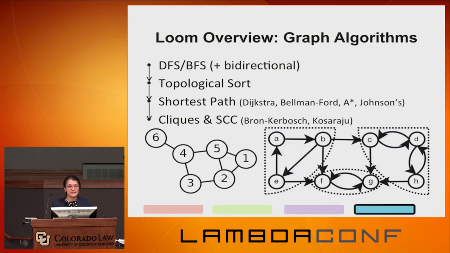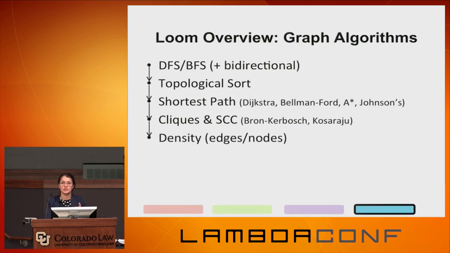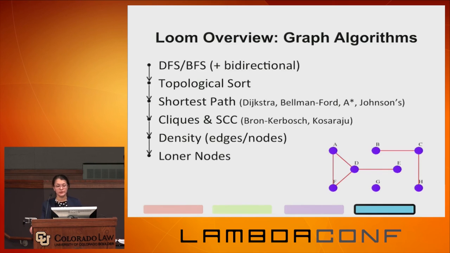There's also a density function, which computes just the ratio of edges to nodes. So you're able to figure out how dense your graph is or how sparse your graph is. There's also a way to compute loner nodes. On this graph that we see, G is the loner node because it's not connected to all the other nodes in the graph.